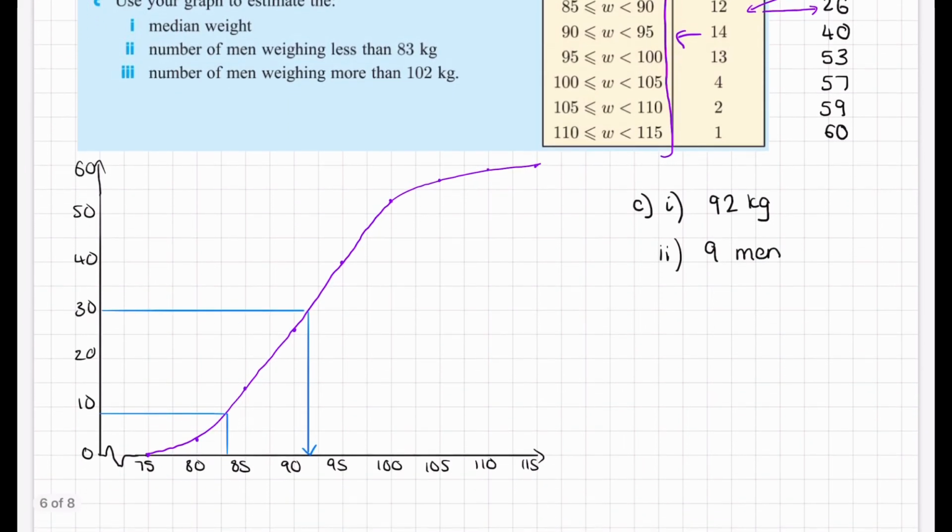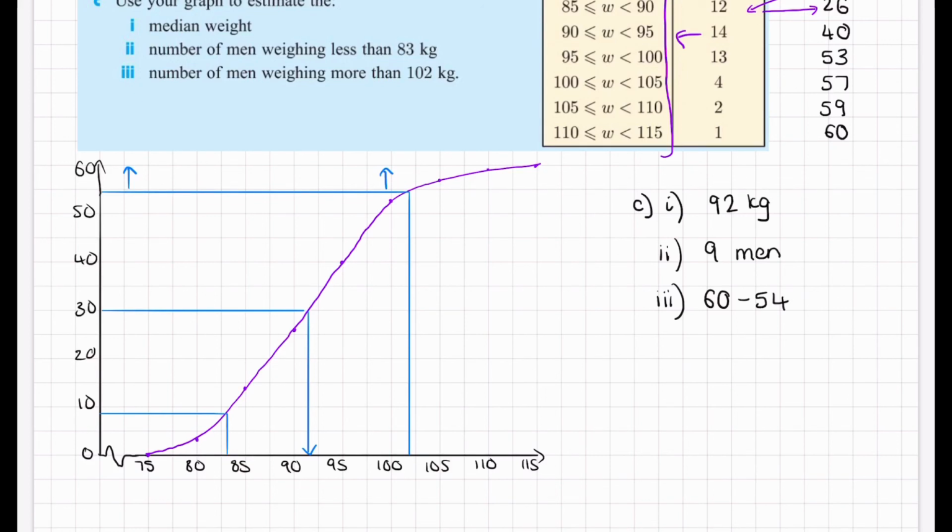Now we want the number of men weighing more than 102 kilos. So once again, find 102. Now with this one, it does say you want the number of men weighing more than 102. So we actually want all the men above this line that I've just drawn at the top. Now we have 60 in total. If we look at that, you'd probably say 54 or 55. I'm going to go with 54.